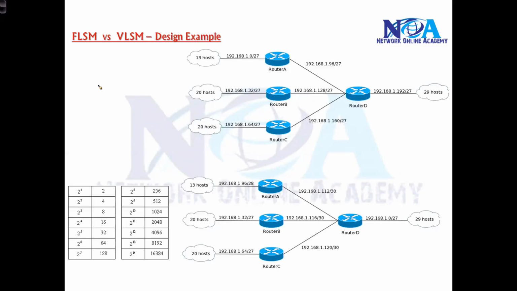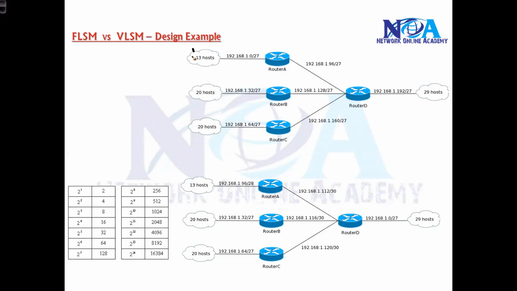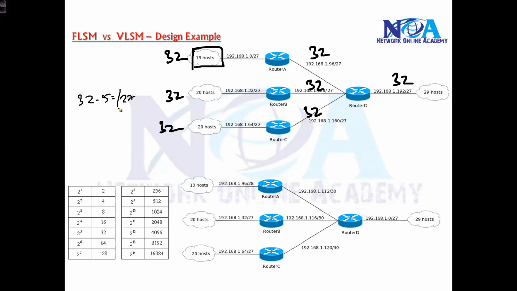If you're going with FLSM, like we discussed in the beginning, in the case of FLSM we are going with equal sizes. So if you see, the requirement is 13, 20, 20, 29. Basically we are going with 2 to the power of 5, 32 size everywhere. Even though my requirement is this, I'm going with 32 size everywhere. So my slash value will be 32 minus 5, slash 27. This will be slash 27 everywhere.